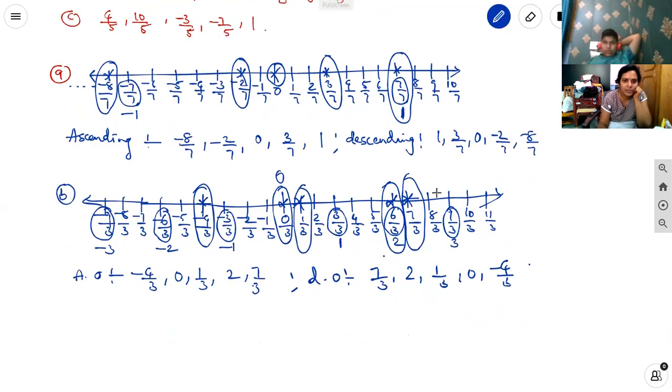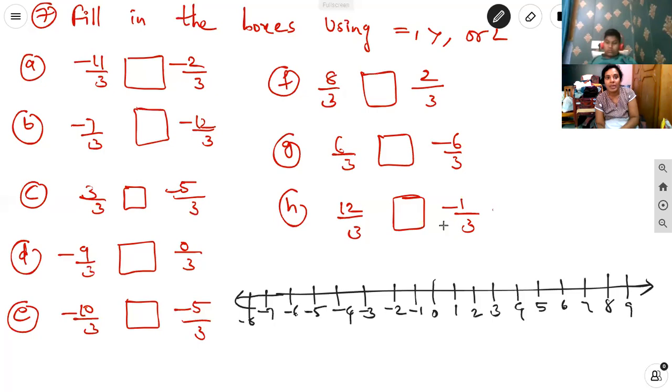Next, the third one, you do as homework. Okay. Fill in the boxes using equal, less than, or greater than. Here, minus 11 by 3 box. Is it less than, greater than, or equal to minus 2 by 3? Just you check out.